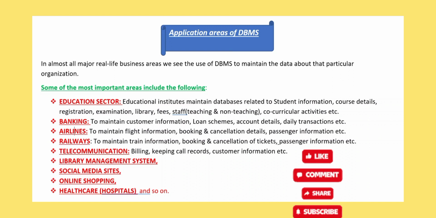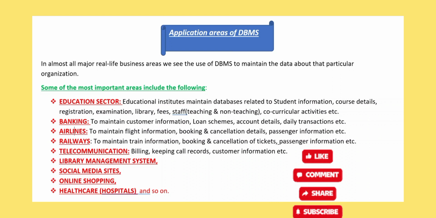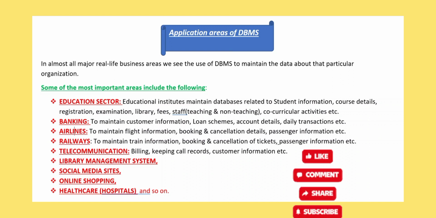So it becomes very convenient for the airline management system and for passengers, to check availability, to book the ticket, to cancel the ticket, and to get the details of available airlines, available seats, etc. Now, the same thing happens with railways also. They maintain a database to keep the train information, the records related to train information, booking and cancellation of tickets, then passenger information, etc.